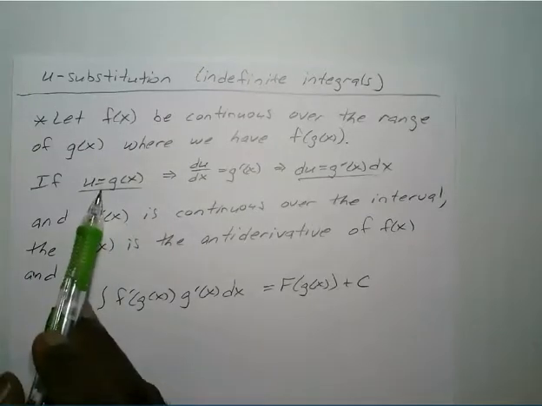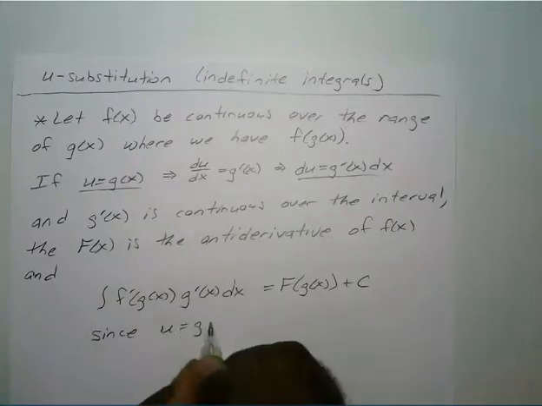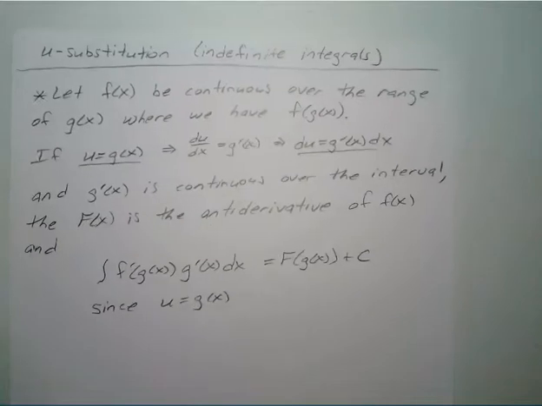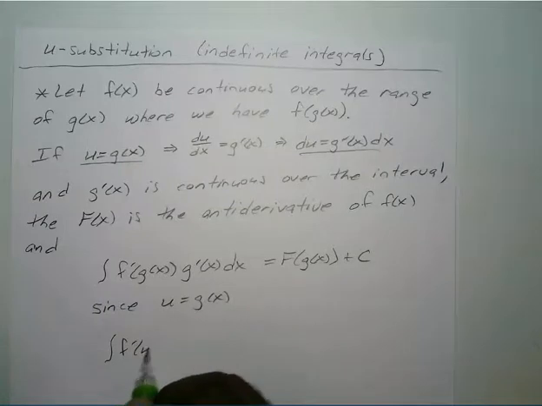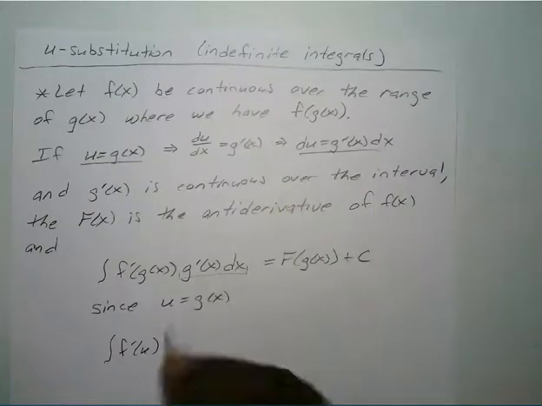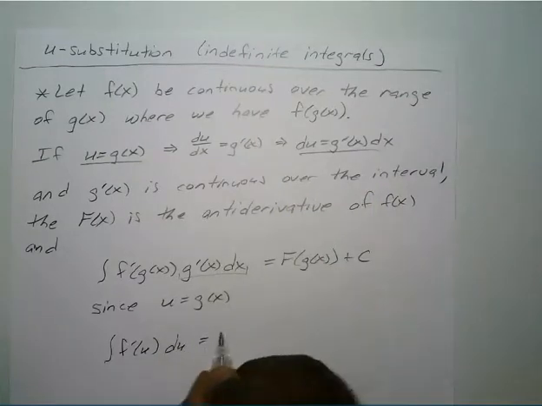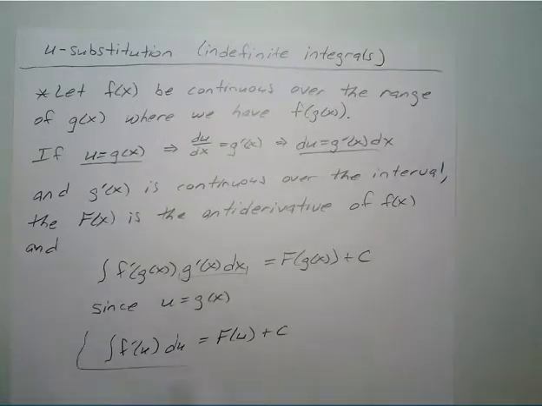Now, we already know that we made u equal to g of x. Since u is equal to g of x, that gives us the integral of f prime of u. And remember, g prime of x dx is just du, which is equal to f of u plus c. All right, so don't feel too bad if this doesn't make a whole lot of sense. It'll hopefully make more sense when we do a couple of examples.